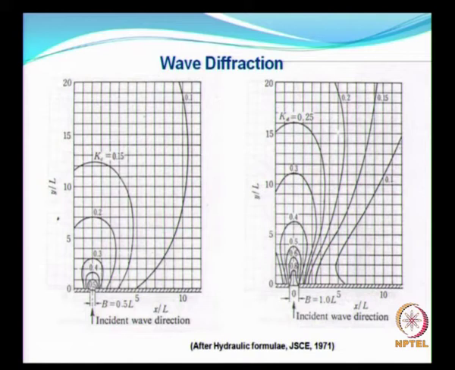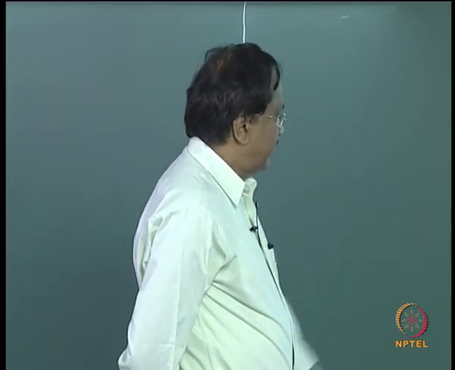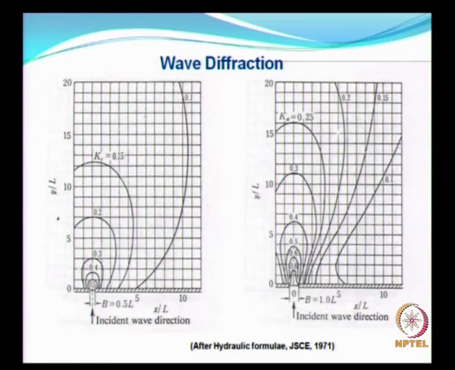There is published literature available which can be used to some extent, like nomograms, and this is after the hydraulic formulae from JACE published in 71. Some of these results are also available in a number of textbooks. Some of these textbooks are listed at the end of the lecture.